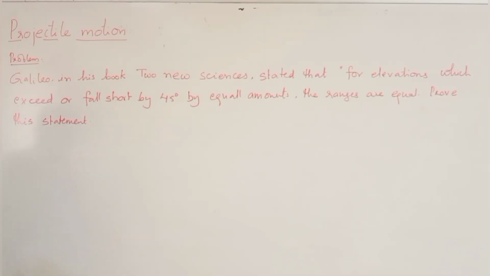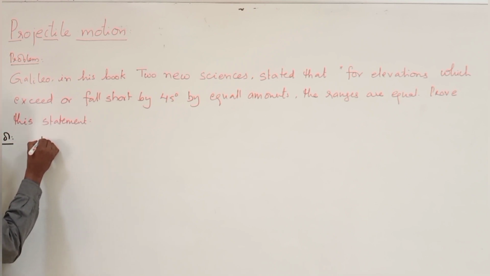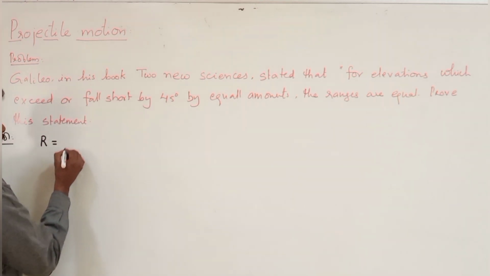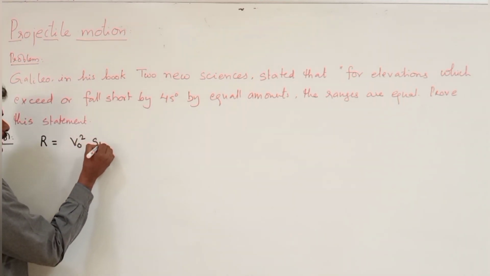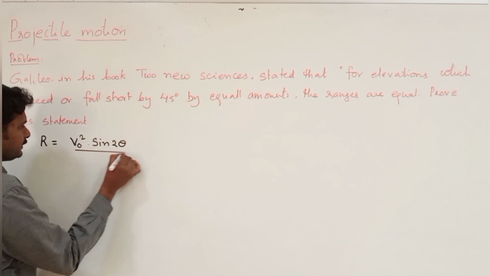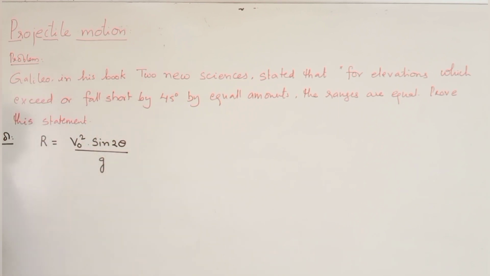A simple problem, a Galileo, in which his book Two New Sciences stated that for elevations which exceed or fall short of 45 degrees projection angle by equal amounts, the ranges are equal. How is it analyzed? So what is a range formula? Just we had derived it. Range is equal to v naught square sin 2 theta by g.